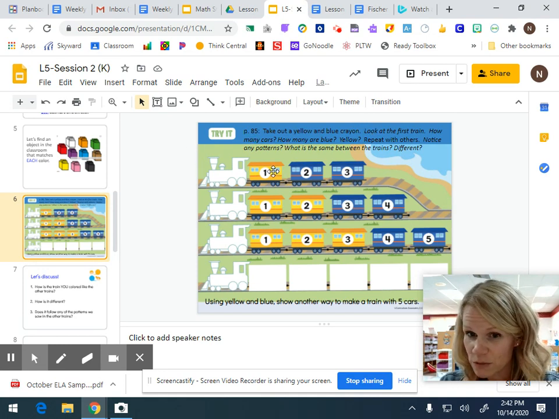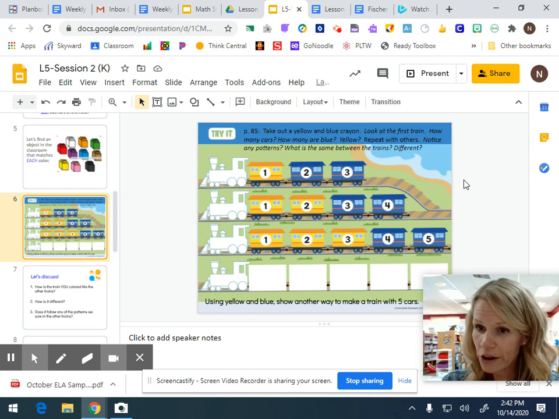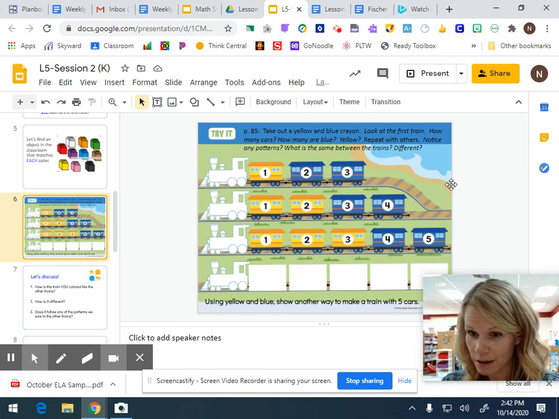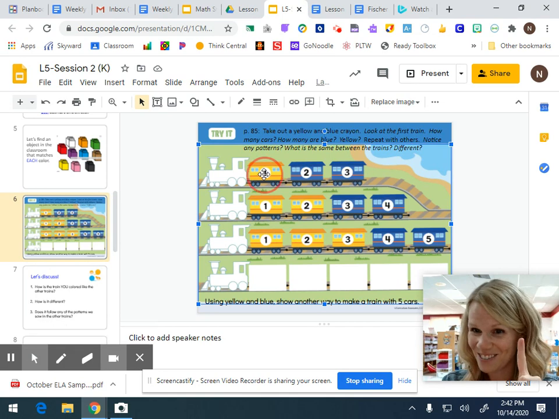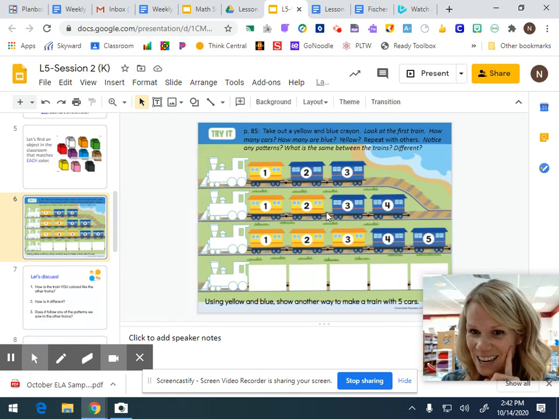I want you to look at this first train here. How many cars are there? There's 3. 1, 2, 3. How many of those cars are blue? So just look at this first train. You're right, 2. 1, 2. How many are yellow? Just 1. Good.